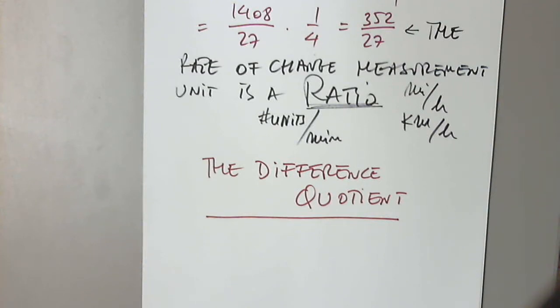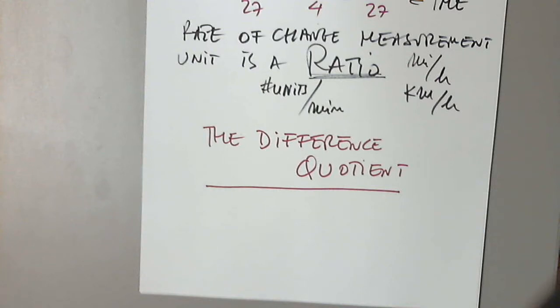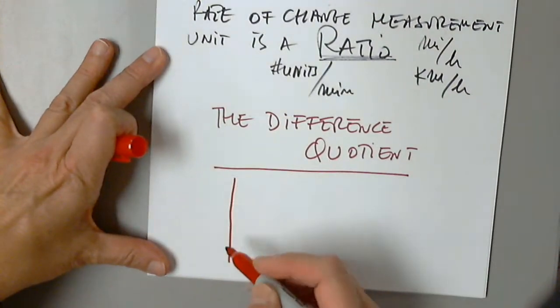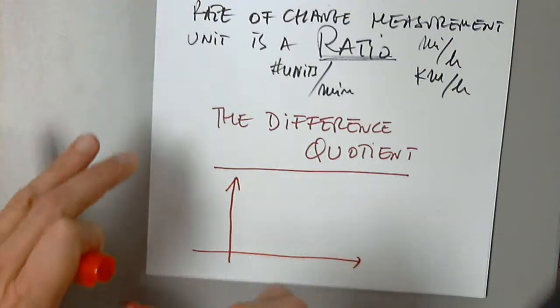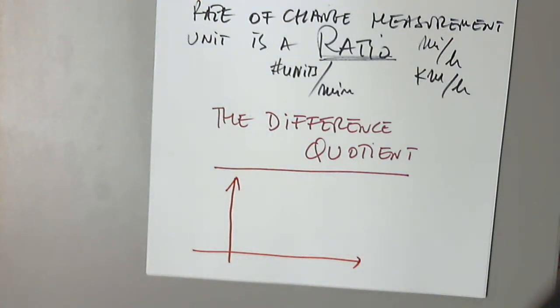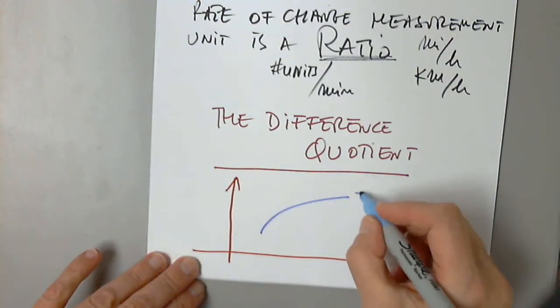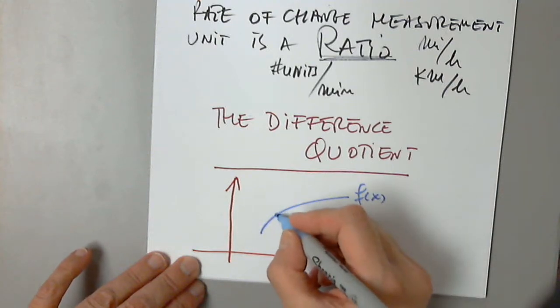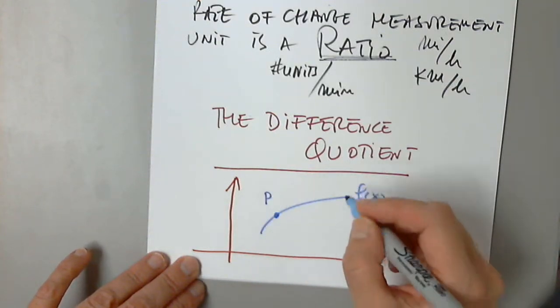Very, very similar, you'll see in a moment. The difference quotient. We will determine it for a couple of functions, and I'll explain what it means first. Let's go back to the same type of function. Actually, any function, it doesn't matter. Here is the function, it is f of x, where I'm going to call this point P, and I'm going to call this point Q.